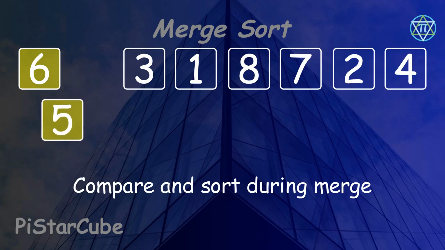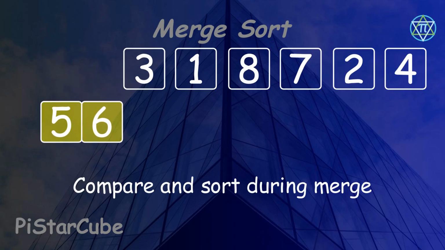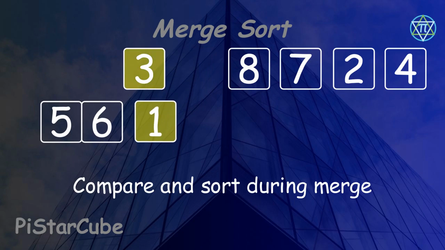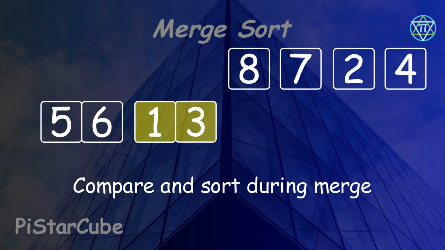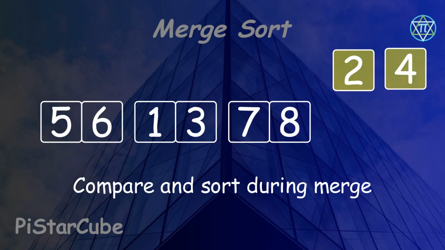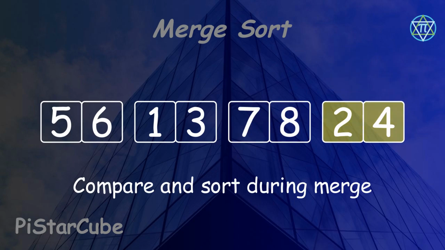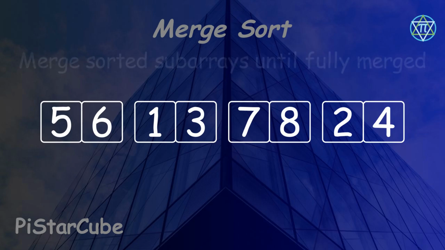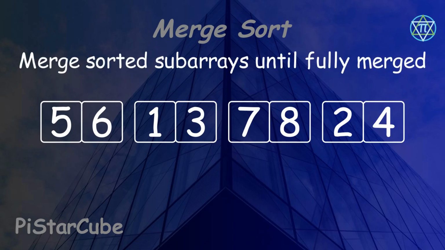We start with 6 and 5. Since 6 is greater than 5, we take 5 first and then 6. And moving on to 3 and 1, 3 is greater than 1, so we pick 1 and then 3. Then comes 8 and 7. 8 is greater than 7, so 7 comes first and then 8. And finally 2 and 4. 2 is less than 4, so no change. We take 2 and then 4. Now we have got our first level of sorted pairs.